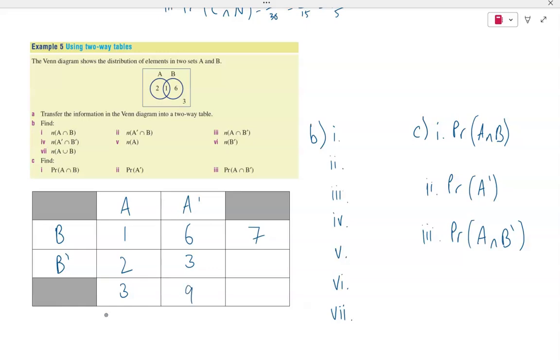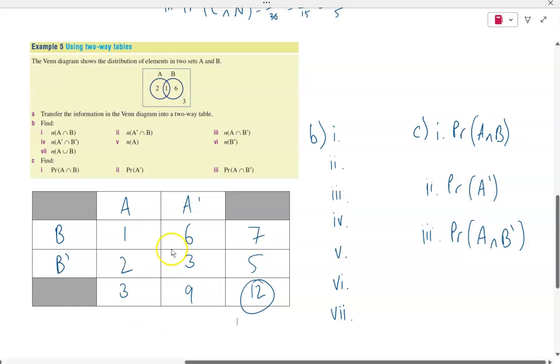That's the total number of people in the Venn diagram that don't like apples, by the way. 2 plus 3 is 5. That's the total number of people in the Venn diagram that don't like bananas. And these 2 values should add up to the same as these 2 values, which they do. So there were 12 people in total on that Venn diagram. So 2-way tables are good because they show you a little bit more information as well. I'll quickly run through these.